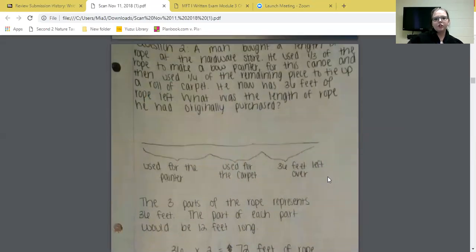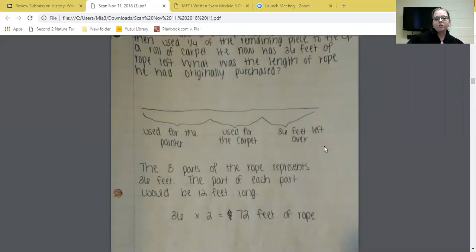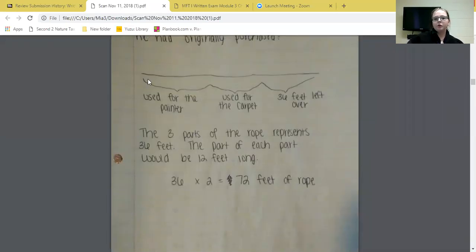Here is question 2. A man bought a length of rope at the hardware store. He used 1/3 of the rope to make a bow painter for the canoe and then used 1/4 of the remaining piece to tie up a roll of carpet. He now has 36 feet of rope left. What was the length of the rope he had originally purchased? So we know that it was broken down into 3 portions: used for the painter, used for the carpet, and then 36 feet left over.